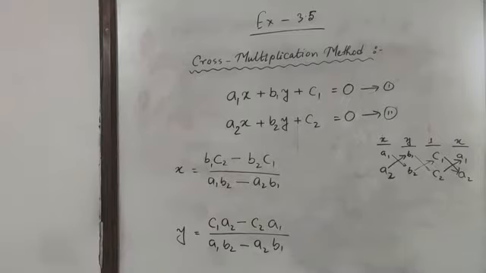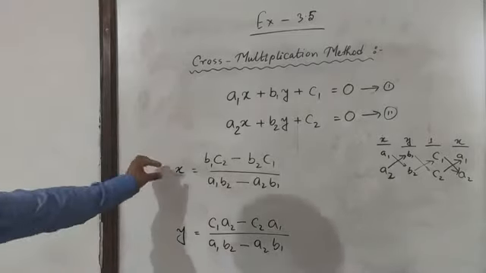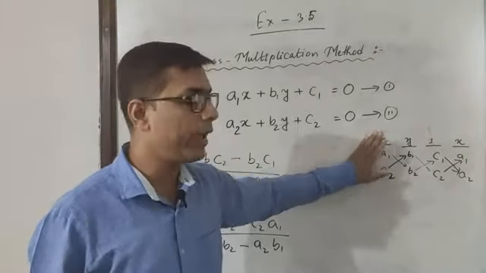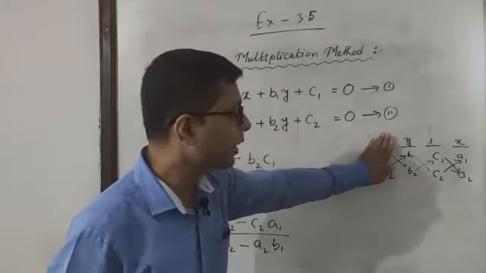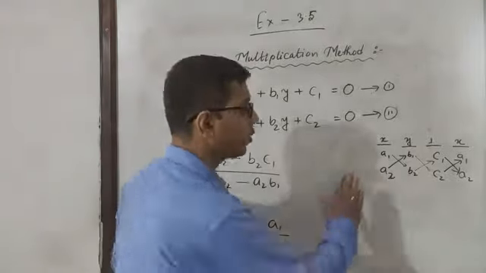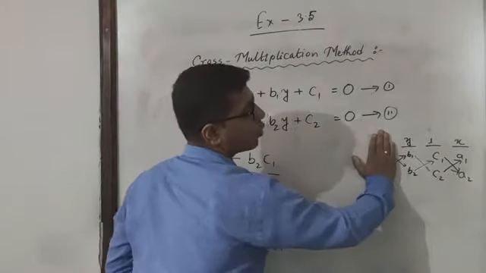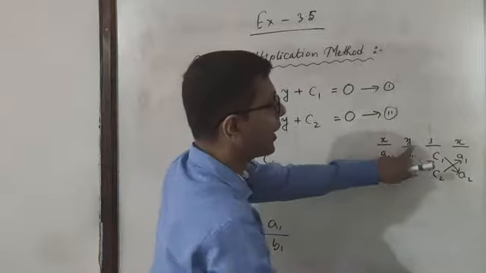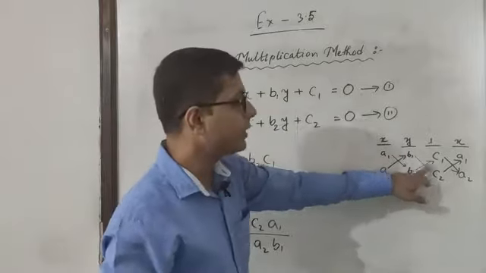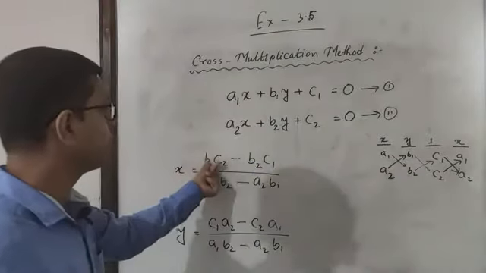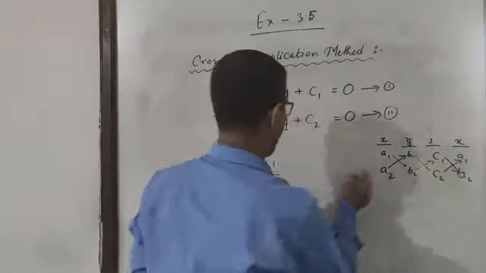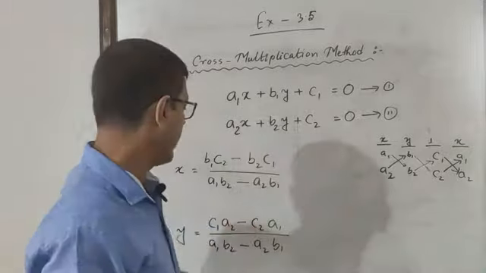To get the value of x, we have to ignore the coefficients of x. As soon as we ignore them, we have y and 1. We will cross multiply their coefficients from top to bottom: b1 into c2, then a minus sign, then b2 into c1, all right.